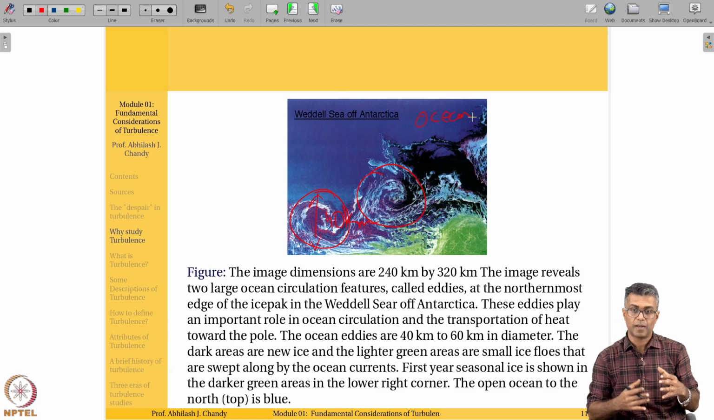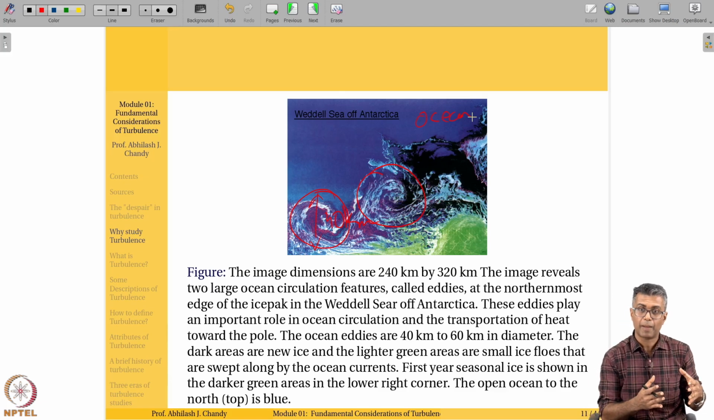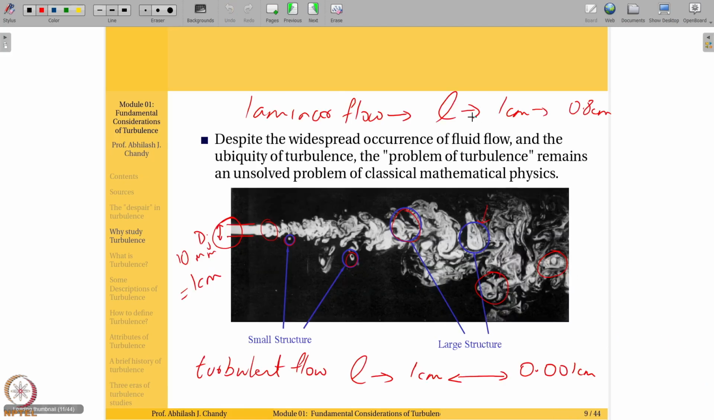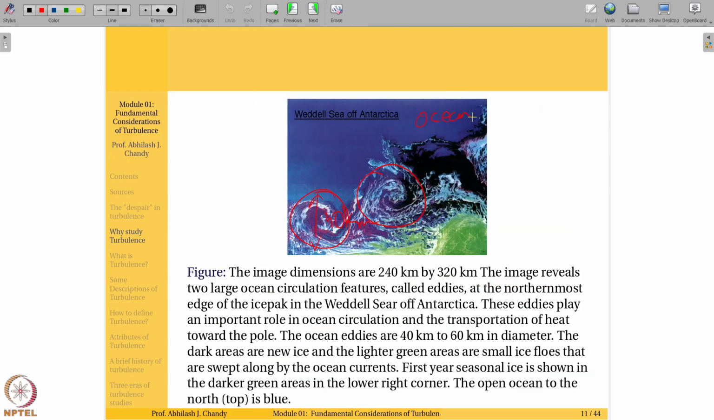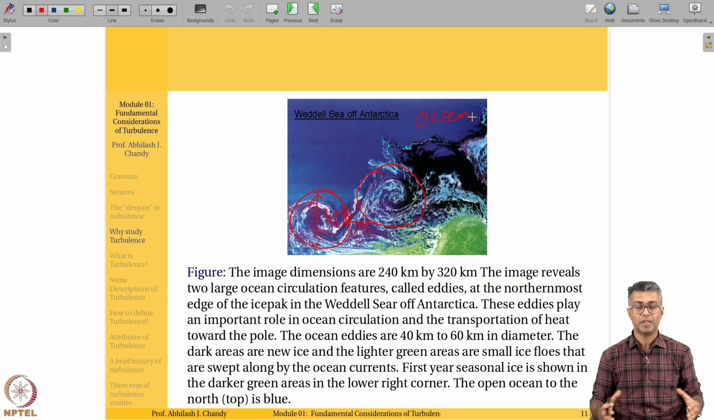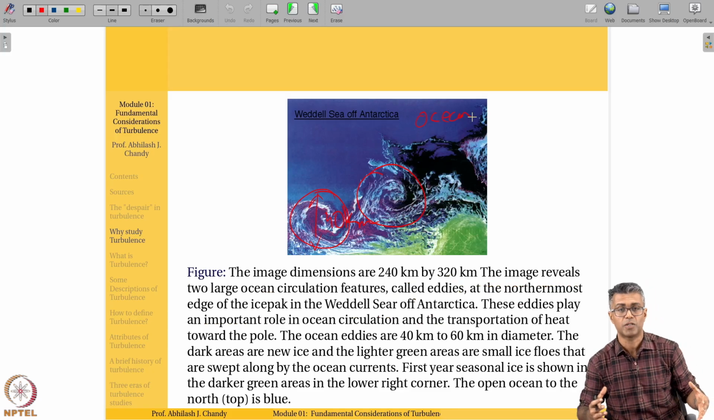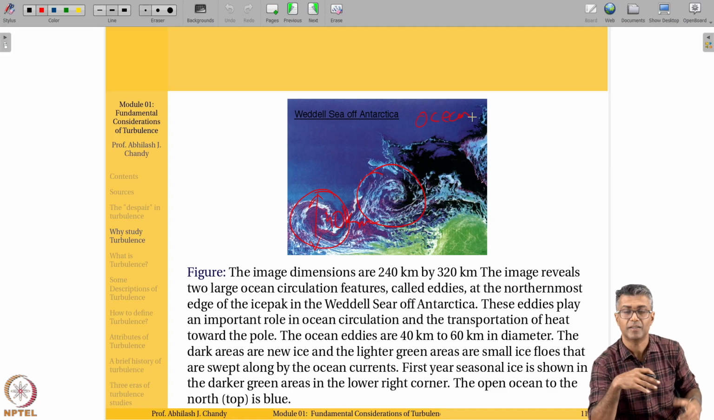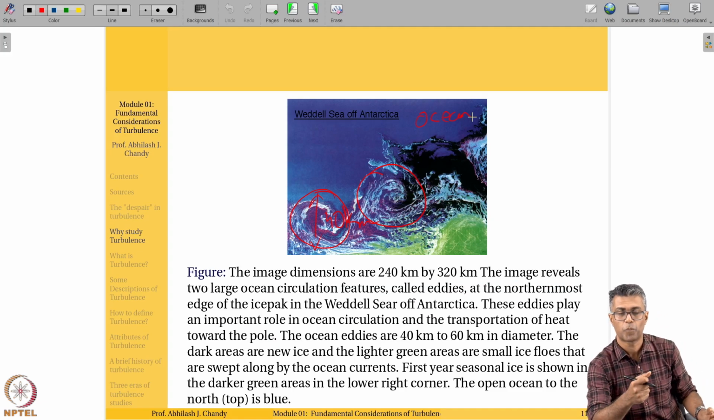So this is an example of something that happens in nature. The eddies that we saw in the jet picture that I had shown earlier, you are seeing similar structures here, except they are much bigger. They're much bigger in size, bigger in scale, because the object that we are looking at, Antarctica, is much bigger in size.